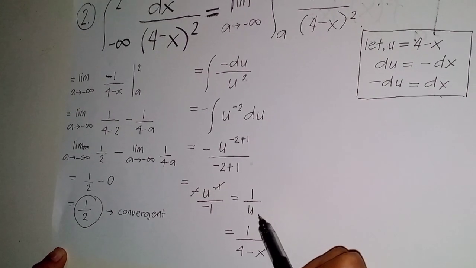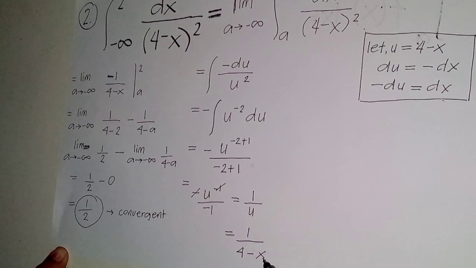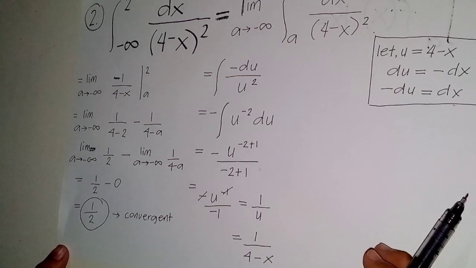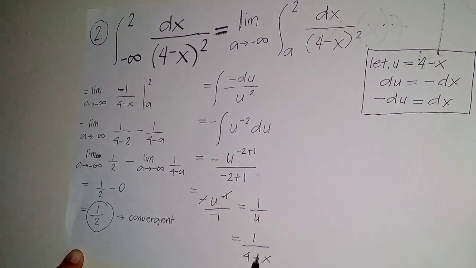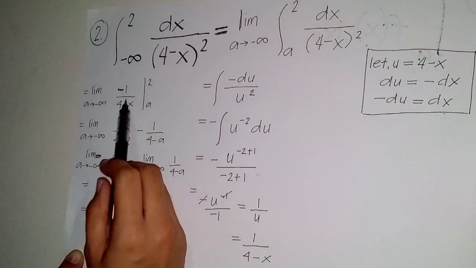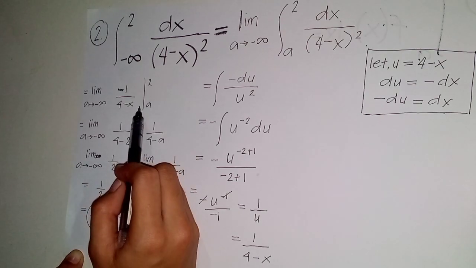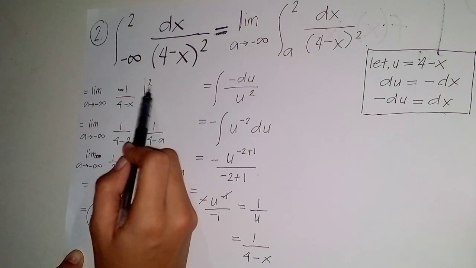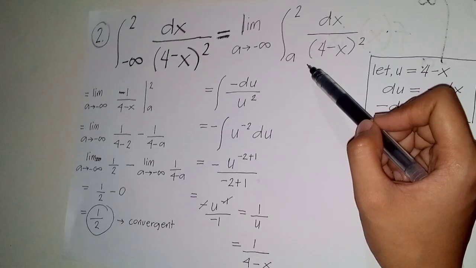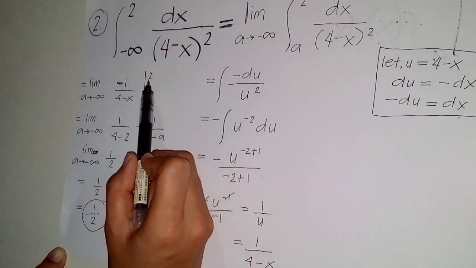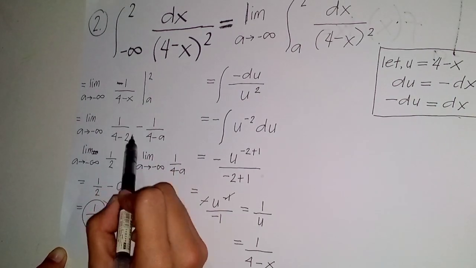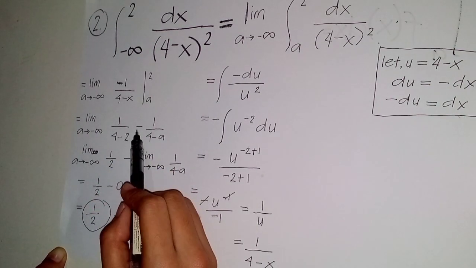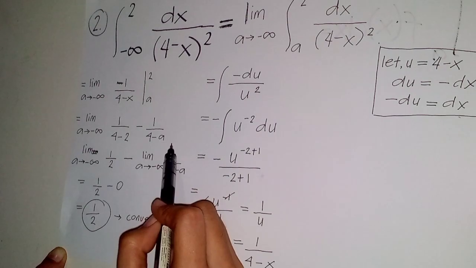And then the value of u is 4 minus x, so we replace it by its value. The next thing here is to apply the limits. Let us just copy this expression. So 1 over 4 minus x, and then let us evaluate from a to 2. The upper limit and the lower limit will become the substitute for x. So 1 over 4 minus 2, and then minus 1 over 4 minus a.